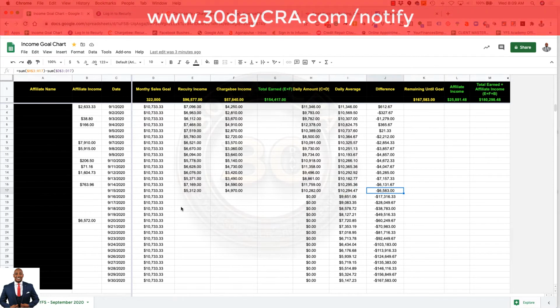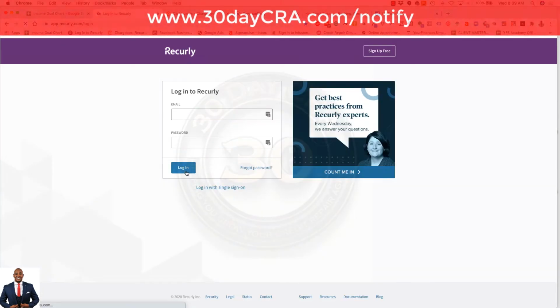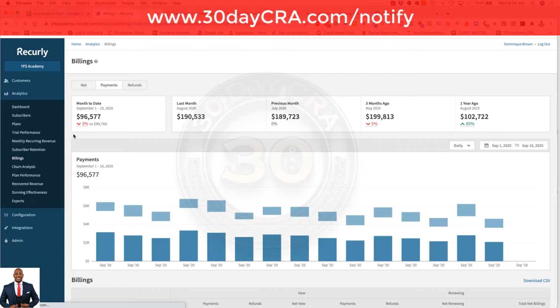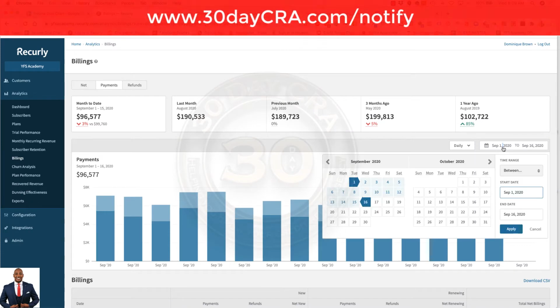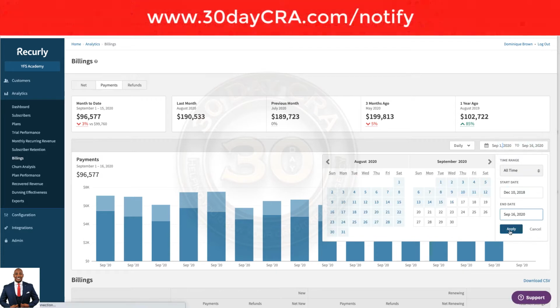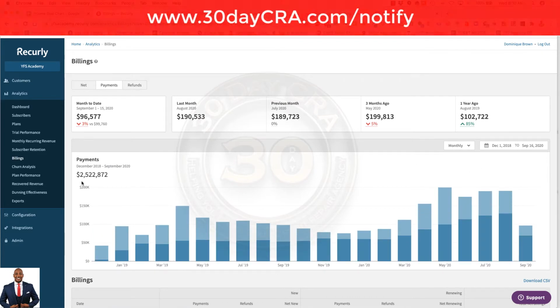Then let's look at Recurly. So Recurly is another system that I use. I'm just gonna refresh here, log in, and let's do all time first, and then I'm going to break it down to, let's do monthly. And one thing I like about Recurly a little bit better than ChargeBee, and this is another aspect of the business, I run both, it lets you kind of know your trends.